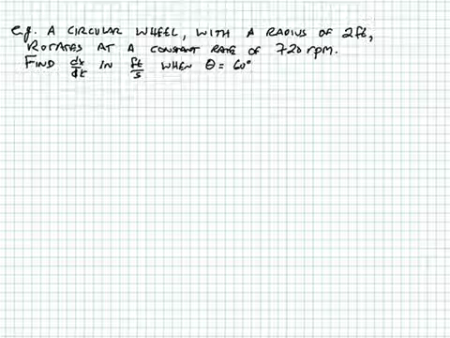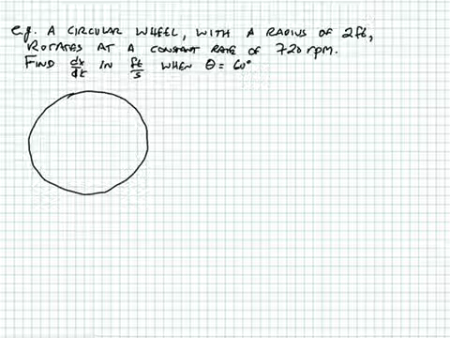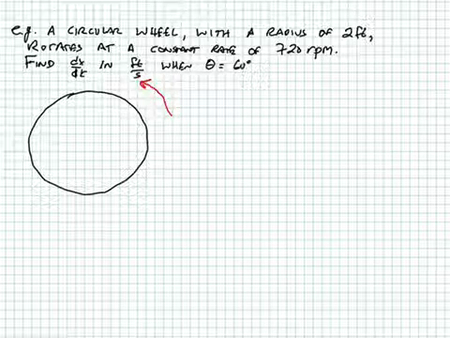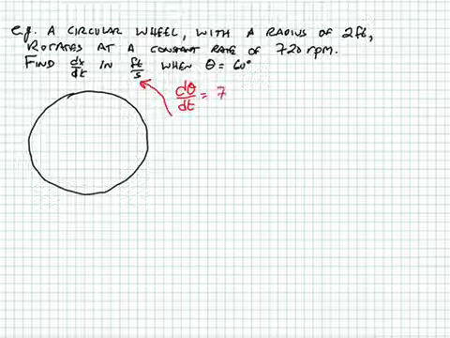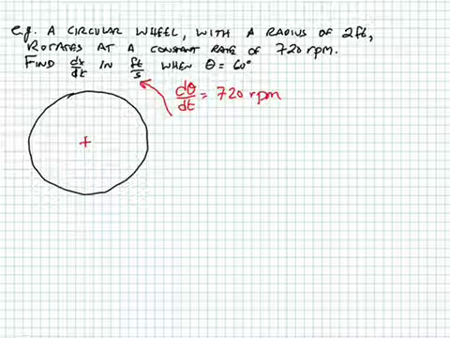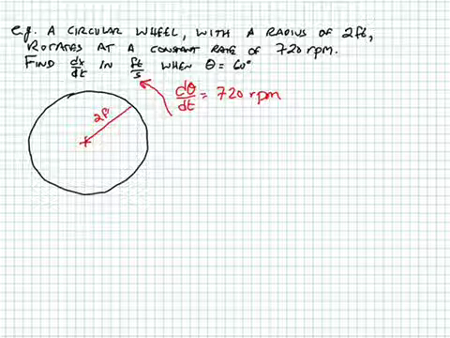So what this is asking, if I've got a circular wheel, this wheel is rotating around, and I'm going to make it rotate counterclockwise so that the angles correspond to the unit circle. So it rotates at a rate d theta/dt of 720 RPM, which is revolutions per minute. We'll get back to that in a moment. And the wheel has a radius of 2 feet. The radius of the circle is constant throughout, so it's a constant, not a variable, so I'm just going to write it as 2 feet.